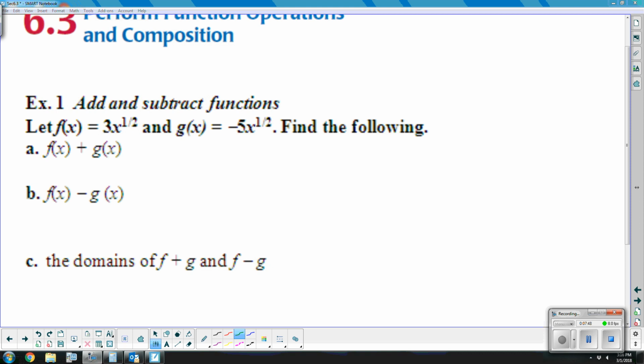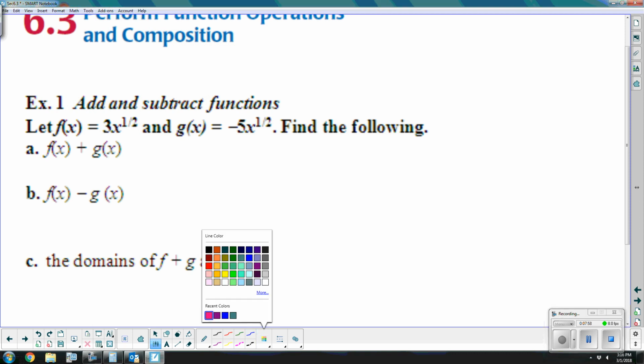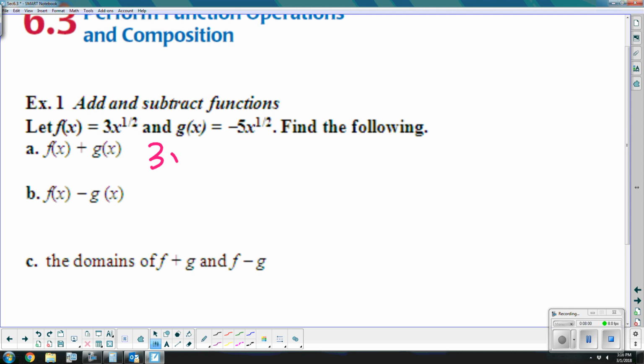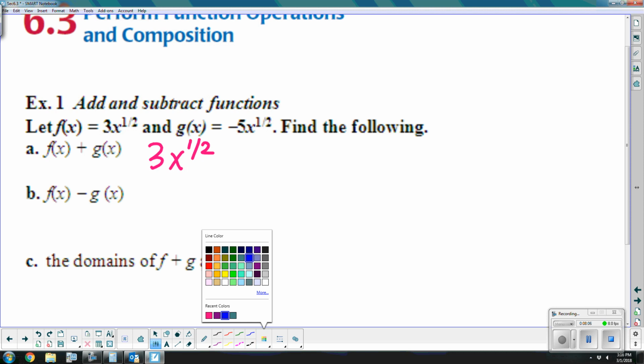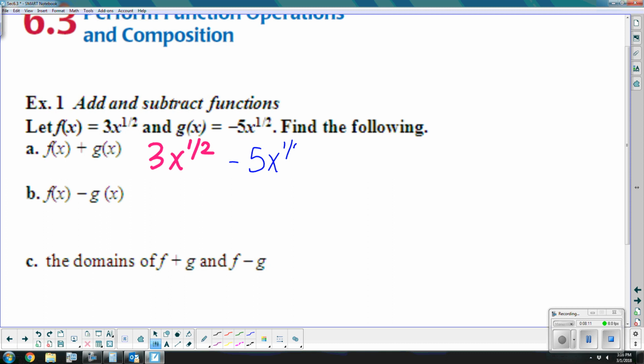All right, let's look at a couple examples here. We're going to add and subtract functions. F of x plus g of x. So f of x is 3x to the 1/2, and g of x is negative 5x to the 1/2.